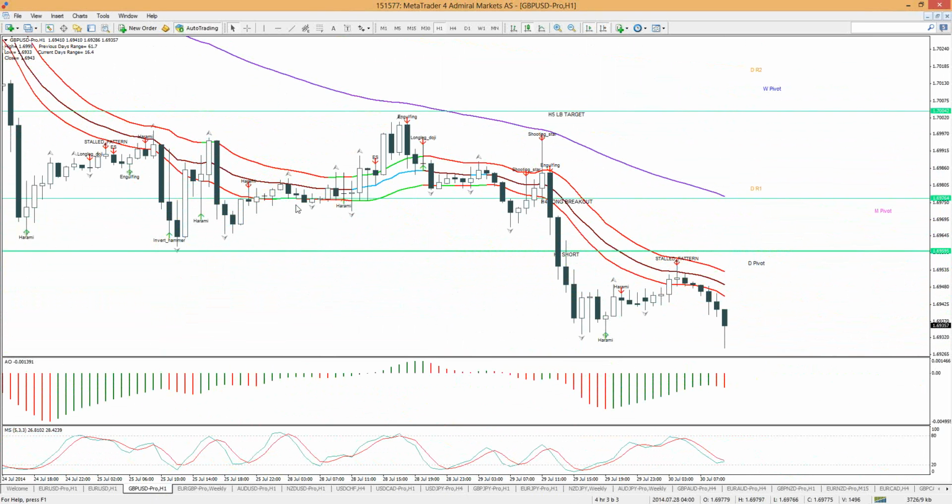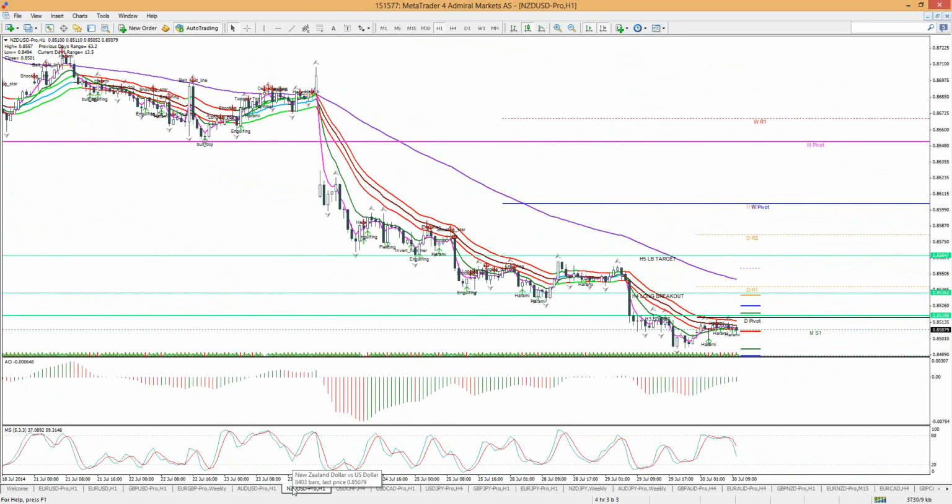Great. Adrian is in that level. Perfect. The Kiwi. Bob is asking about the Kiwi, and then we'll take a look at the odd Swissy.